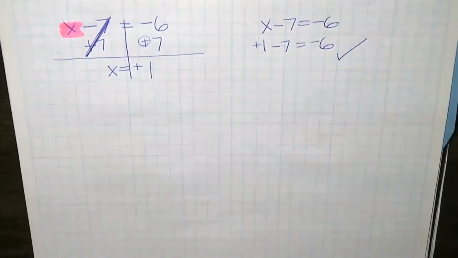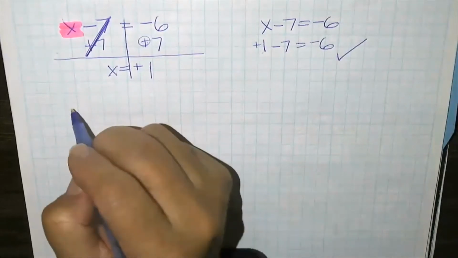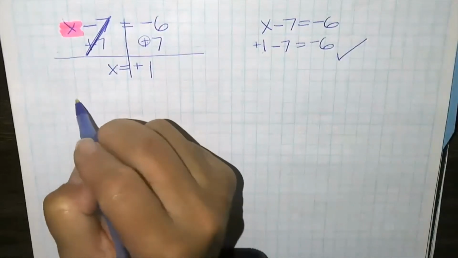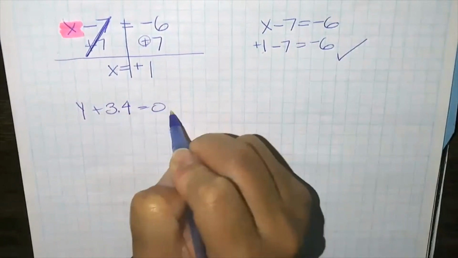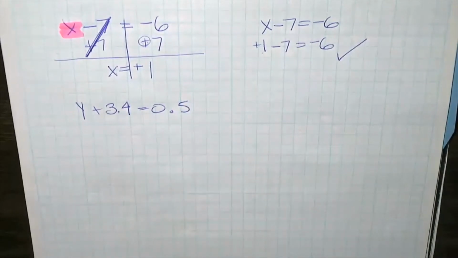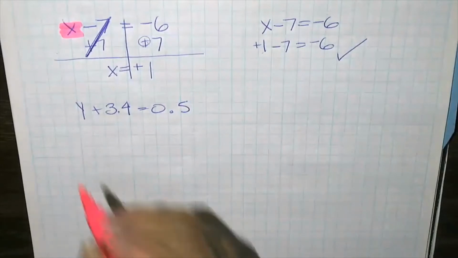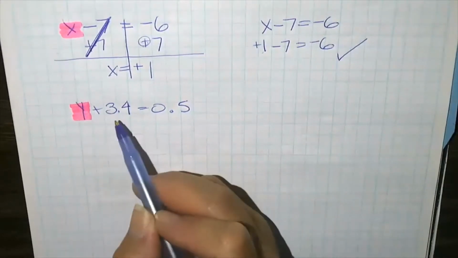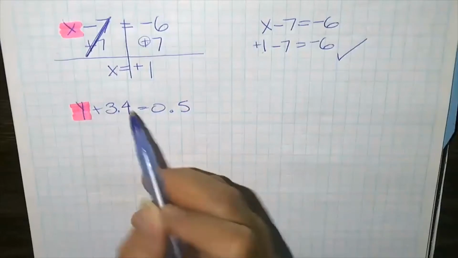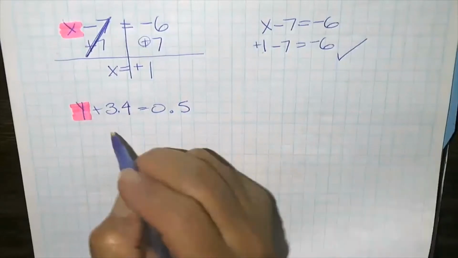Okay. So now last week, we reviewed decimals and fractions. We did that for a reason. We have y plus 3 4/10 equals 0 and 5/10. We're going to do the same exact thing. We want to isolate the variable. What is the inverse or opposite of +3 4/10? -3 4/10.